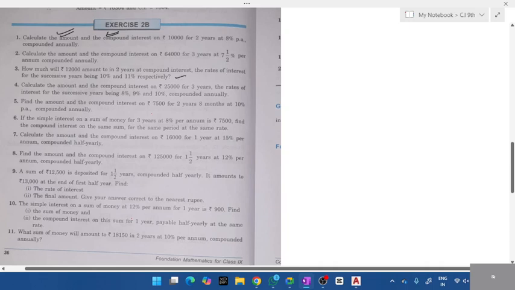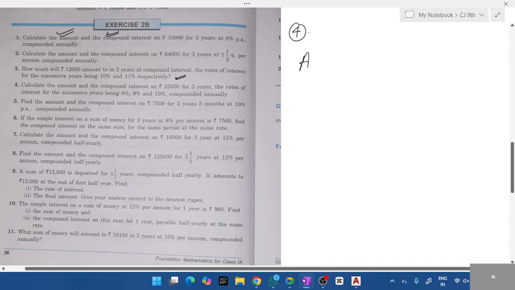Okay, how do you solve the third question? Is the rate same or different? All of you look at the question. The rate is different. Okay, try that for homework, students. I'll do the fourth one.